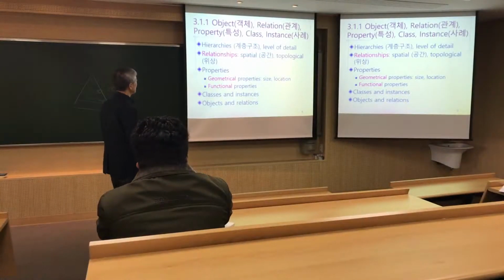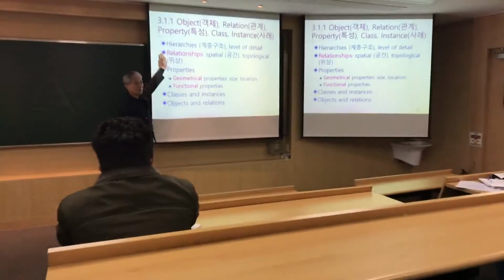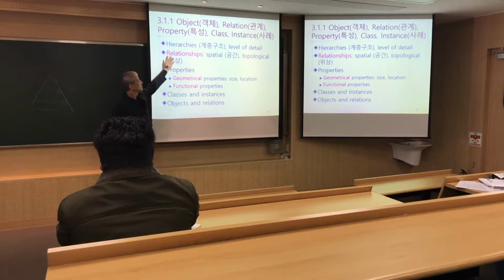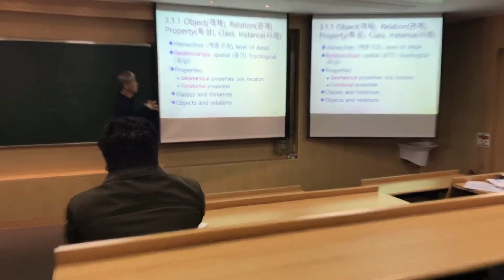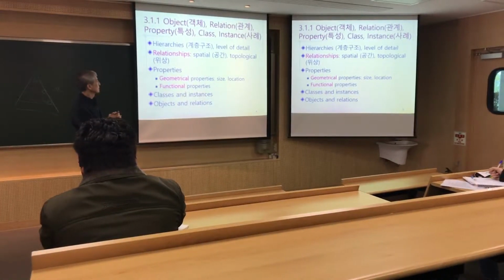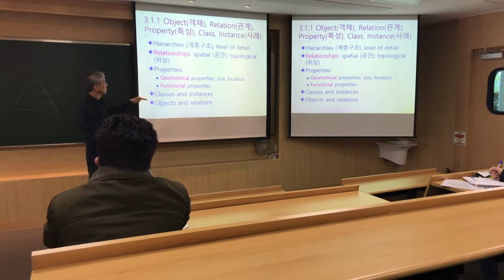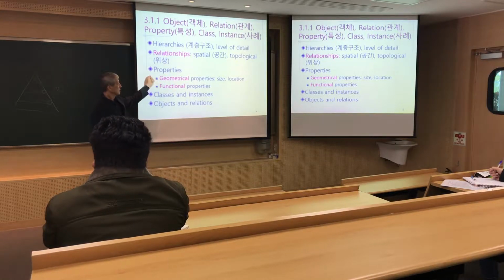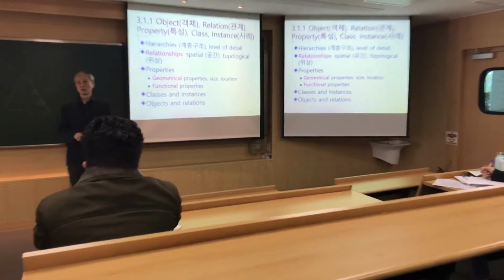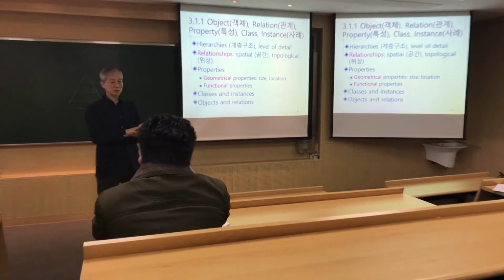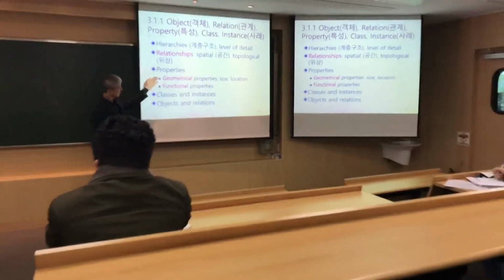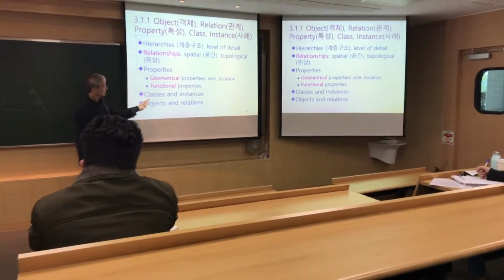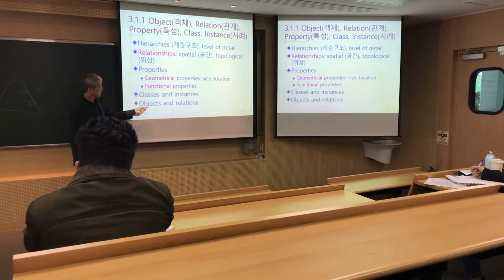And relationships come from architecture and construction, civil engineering: spatial and topological relationships. They are important for them. And for properties, there are geometrical shape properties and functional properties. It is hard, it is soft, it is shining, smooth. There are so many functional properties. And classes and instances come from object-oriented programming.